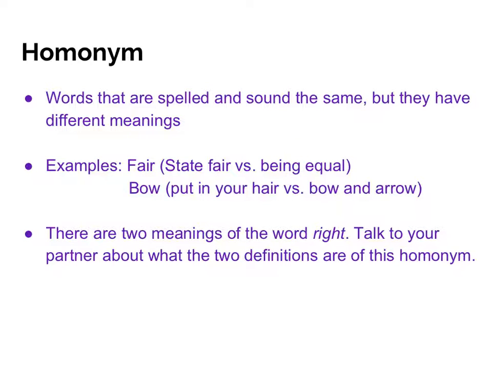Here's another example. Bow. It could mean the thing that you put in your hair, a hair bow, or it could mean like a bow, but from a bow and arrow. Once again, it's spelled the same and it sounds the same, but it has different meanings. Now there are two meanings of the word right. Talk to your partner about what the two definitions are of this homonym.